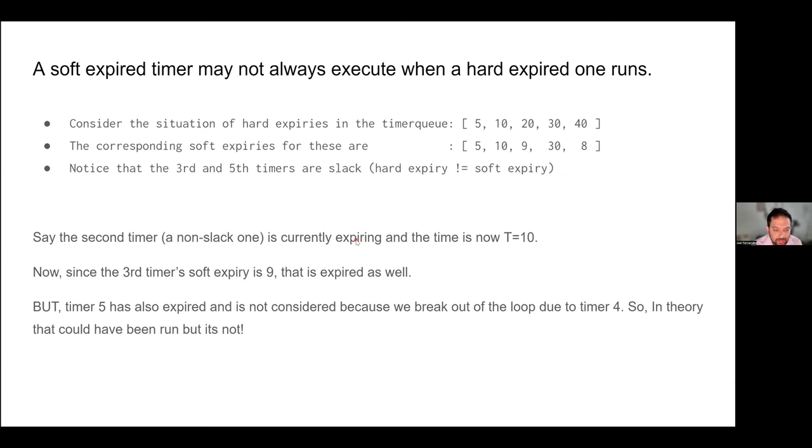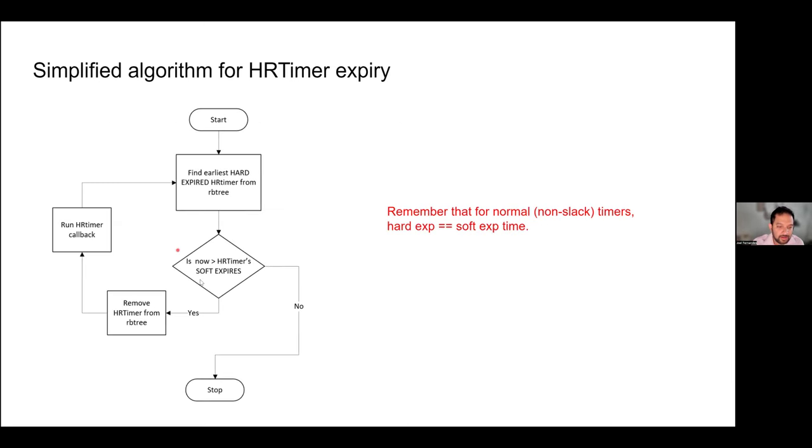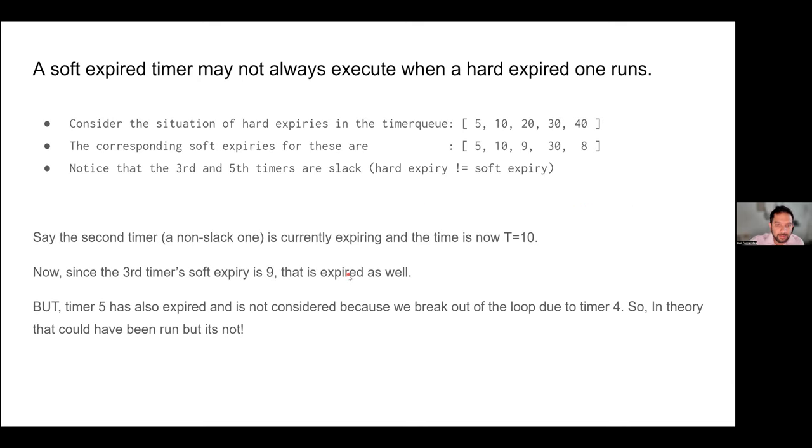But timer 5 has also soft expired and is not considered because we break out of the loop in the previous page due to timer 4. So even though there is a soft expired timer hidden in the right part of the rbtree, we don't expire it because we didn't even look at it. Basically, we break out of the loop when we run this condition. So that's just something to keep in mind: just because a hard HR timer interrupt went off and the CPU woke up, that doesn't mean that all the HR timers with slack will run. It's not necessary.